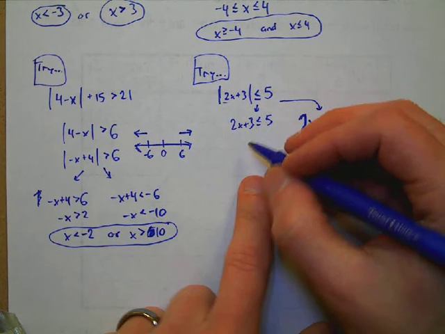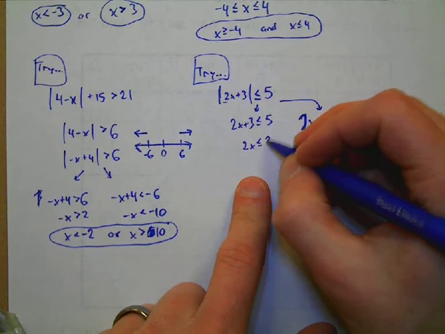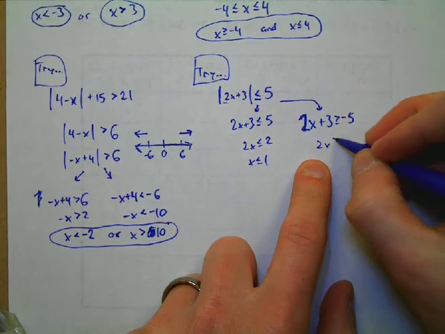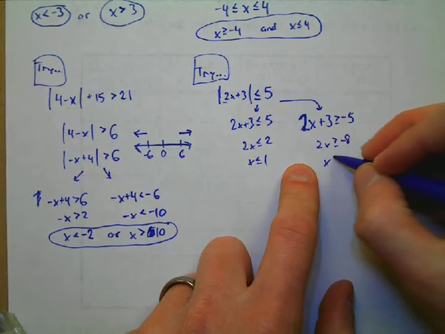So we get 2x is less than or equal to 2, x is less than or equal to 1. And here we get 2x is greater than or equal to negative 8, so x is greater than or equal to negative 4.